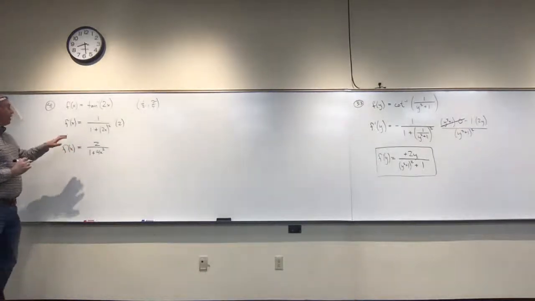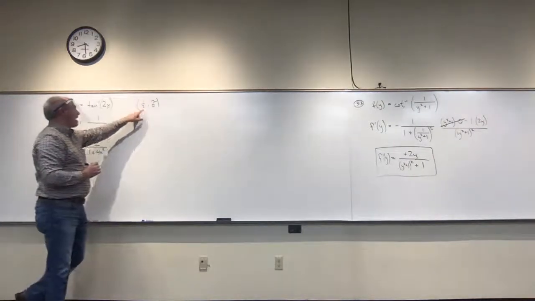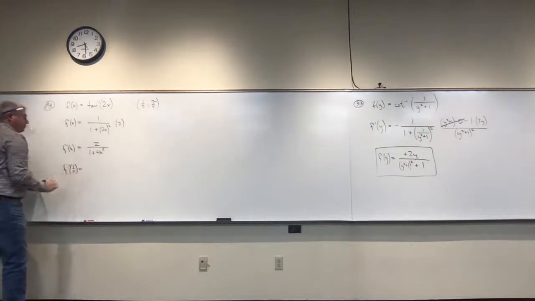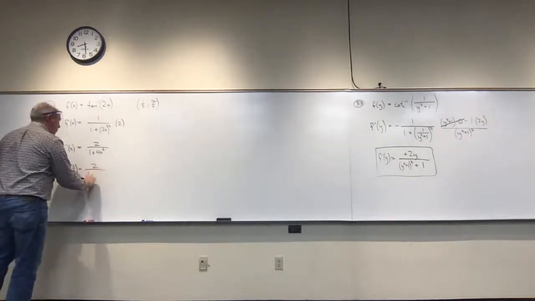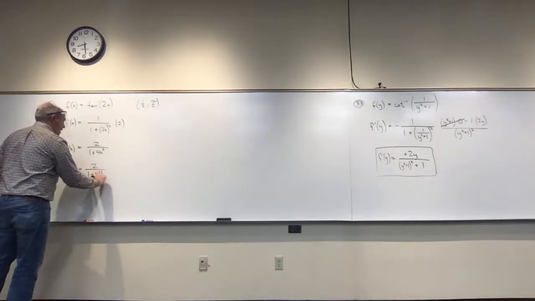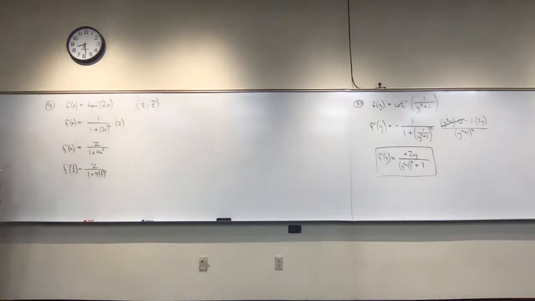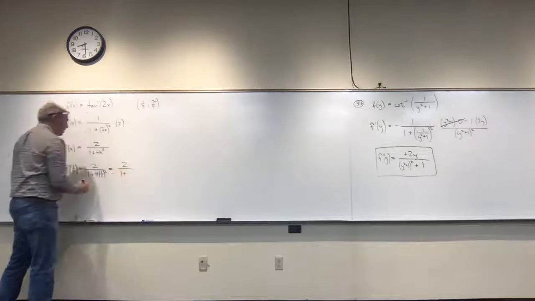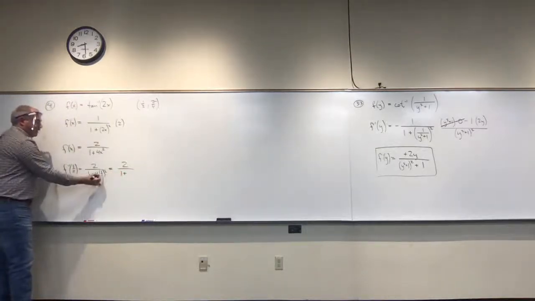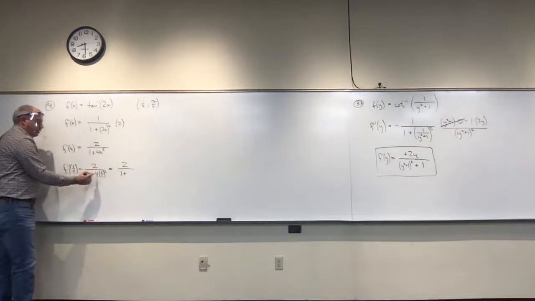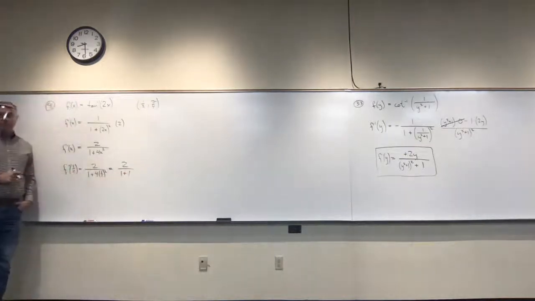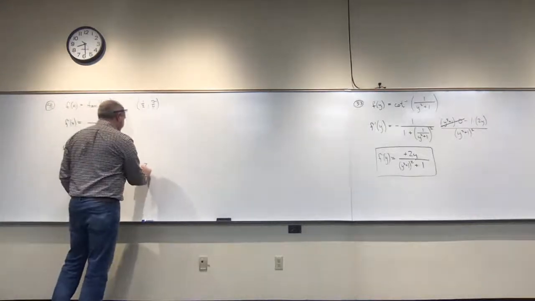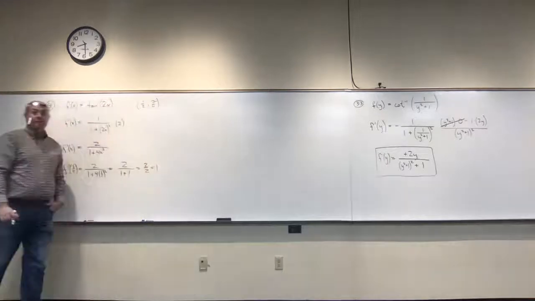So I want to know what is the slope when x is 1/2. If I plug in 1/2, I get f prime of 1/2 is equal to 2 over 1 plus 4 times 1/2 squared, which is 2 over 1 plus 4 times 1/2 squared. 1/2 squared is a fourth, times 4 is 1, right? And 1 plus 1 on the bottom is 2, so I just have 2 over 2, or 1. So my slope is 1.